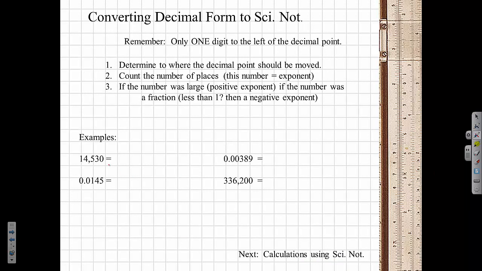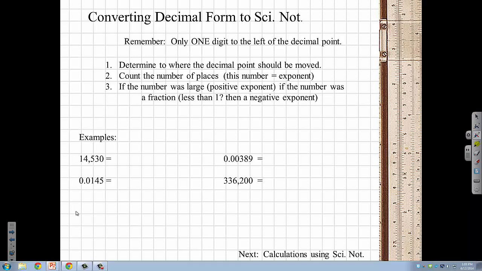So this is just practice for you. So what I ask you to do maybe is pause this video and work these examples, and then restart the video and see how well you did. Okay. So go ahead and pause it now and work on these. And when you restart it, I will explain how we get around to putting these in scientific notation.